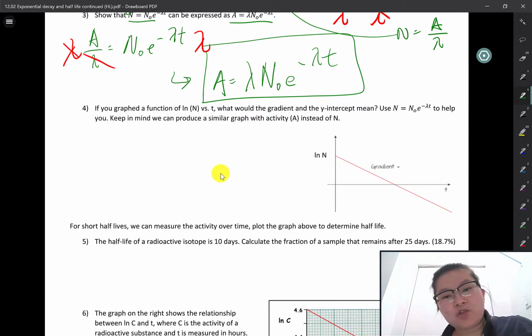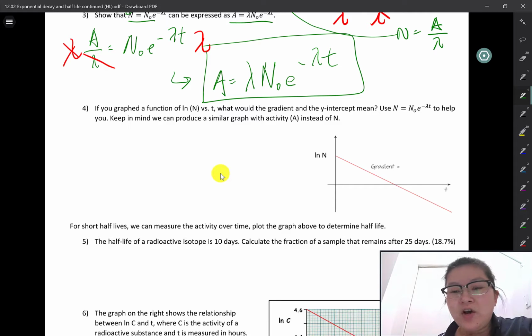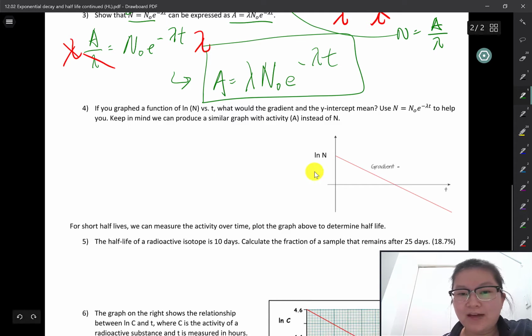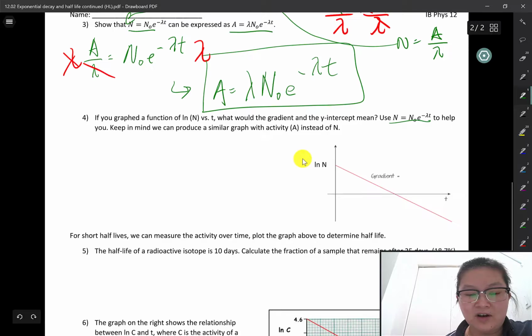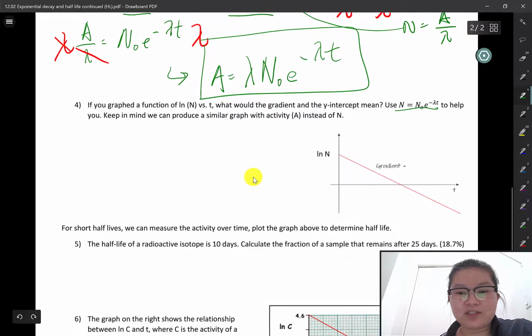Number 4 is going to be trickier, and number 4 is going to be very important because you are expected to know how to figure this out, okay? So here we have a graph of the natural ln of the number of radioactive nuclei versus time. What does the gradient, which is the slope, mean, and what does the y-intercept mean? We should use this equation to help us out. Keep in mind we can produce a similar graph with activity A instead of N. That comes later on in example 6, which we'll do later. So let's do example 4 together.